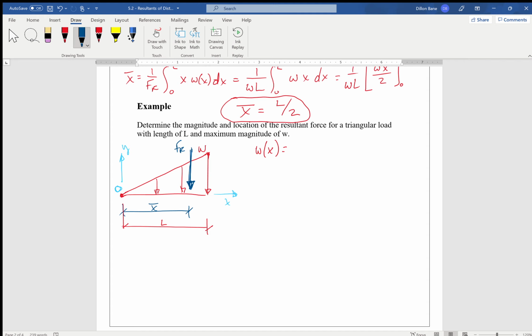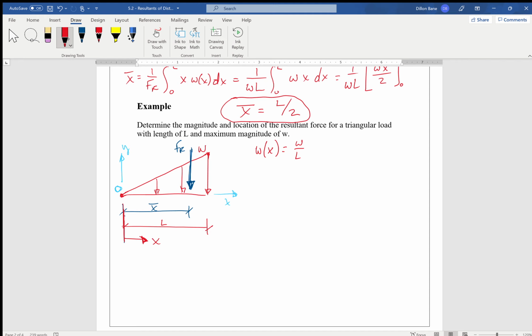If we set that as our coordinate system, what is w of x? What is the value of w for any distance x, if x starts on the left side and goes to the right? This line obviously has a slope. And what is the slope of this line? Well, it rises W and it runs L. So the slope is W over L.